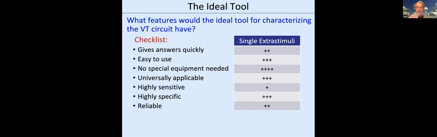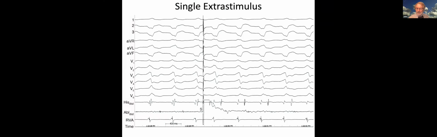And it gives answers pretty quickly. It's pretty easy to use. You still don't need any special equipment. You can use it in most instances, unless the tachycardia is not tolerated. It's not very sensitive though, but you have to sample a lot of different sites. Rather specific if it gives you the answers you want, and pretty reliable. But it's got wrinkles, just like everything else.